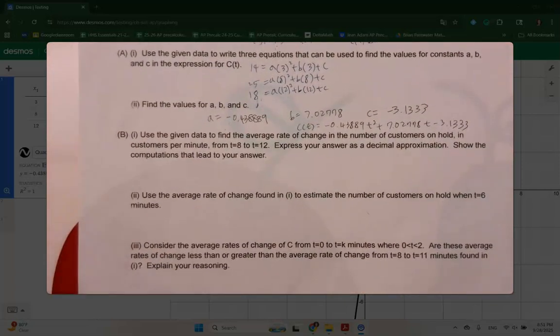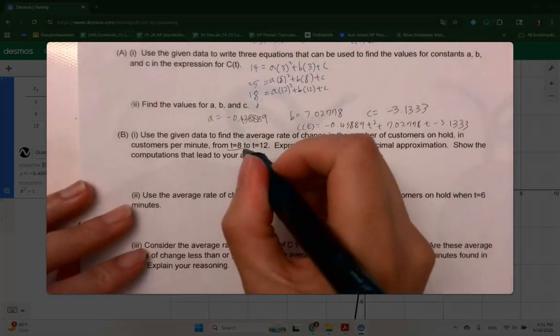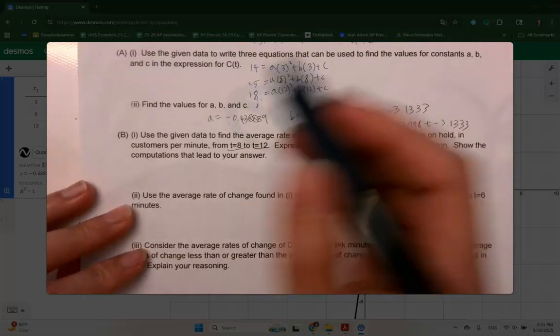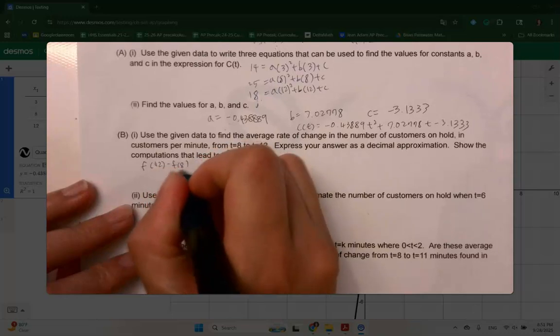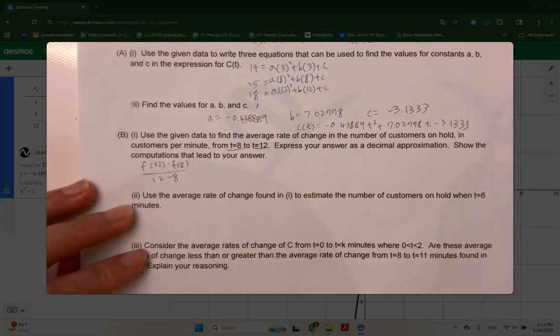Letter B. Use the given data to find the average rate of change of customers on hold between t is equal to 8 and t is equal to 12. Remember average rate of change? F of B minus F of A over B minus A. That's how we memorize the generic one.